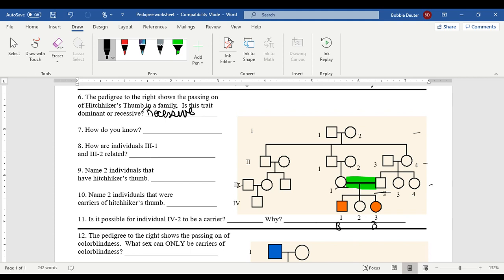So how do we know? Well, neither of their parents have this disorder. So that means they're not expressing it. So one of them would have to express it for it to be a dominant trait. But since it's not being expressed and being hidden, it's a recessive trait. So neither parent has the trait.